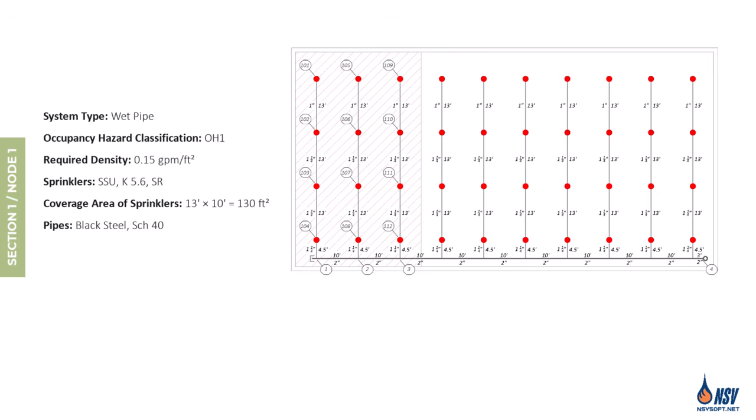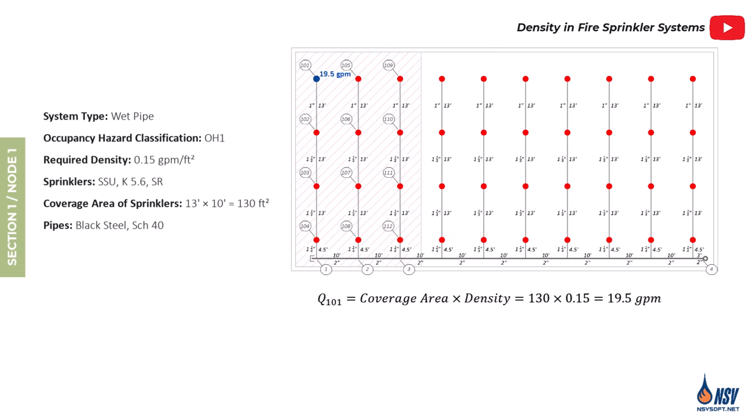We begin our calculation from node 101. As reviewed earlier, the coverage area of the sprinkler is 130 square feet, and the required density is 0.15 gallons per minute per square foot. To find the flow rate, we simply multiply these two values. So the flow rate at node 101 is 19.5 gallons per minute.